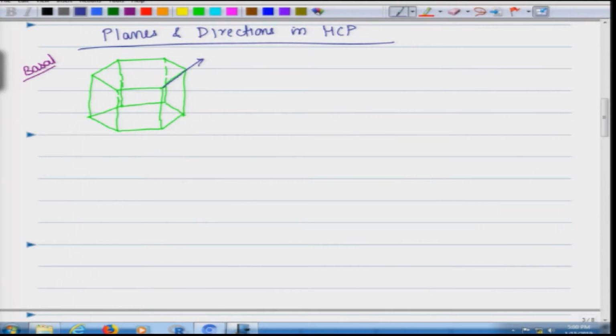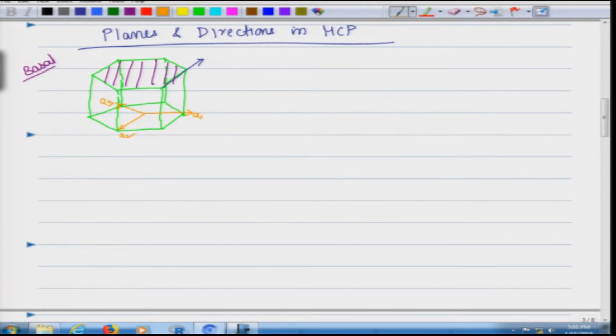Now, this is one of the directions that we are interested in, and what is the plane we are interested in? We are interested in this plane, and we will keep our A1, A2, A3 just like the way we described earlier. So, this is A1, this is A3.